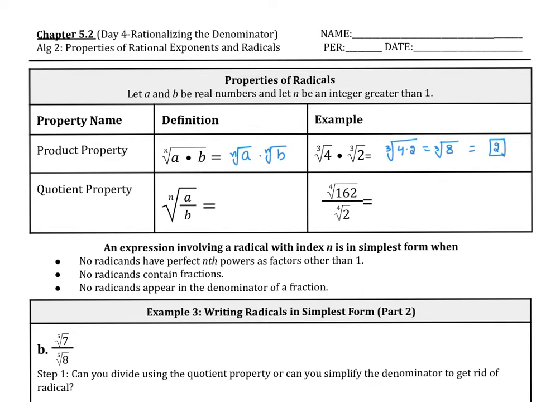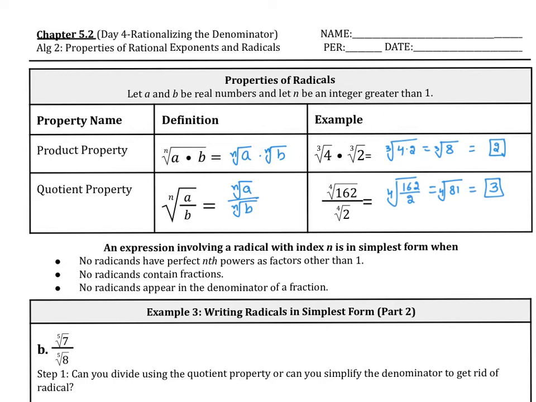For the quotient property, you can separate them into different radical symbols, or you can combine them into one radical sign. 162 divided by 2 is going to be 81, and fourth root of 81 is 3.